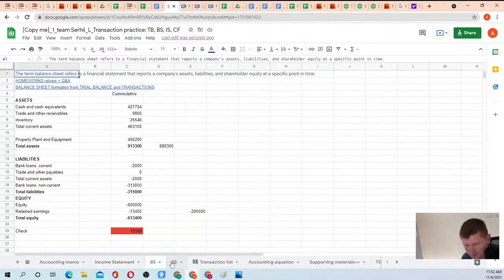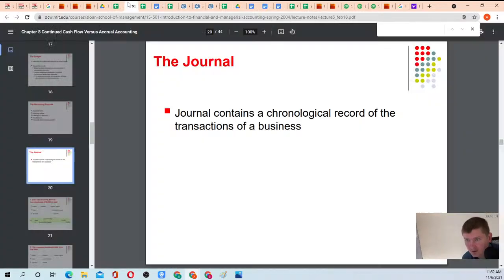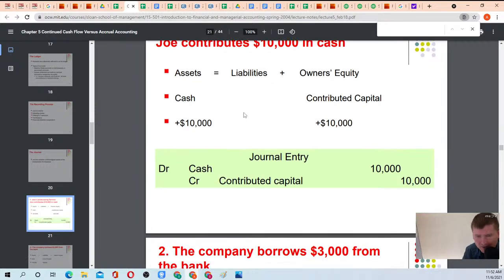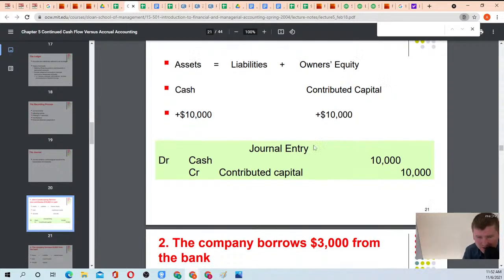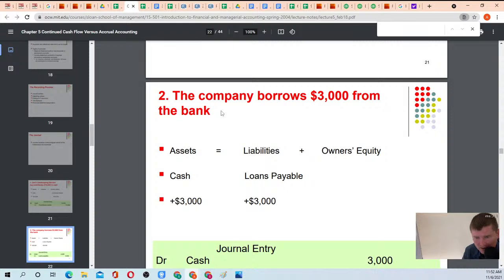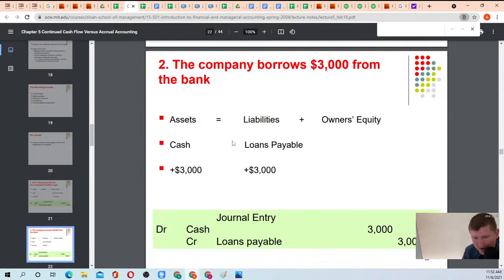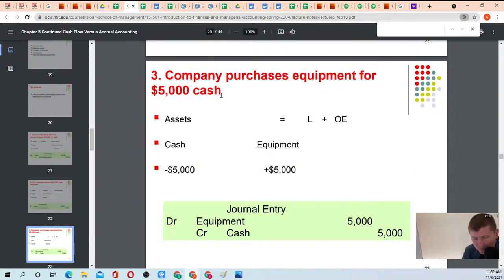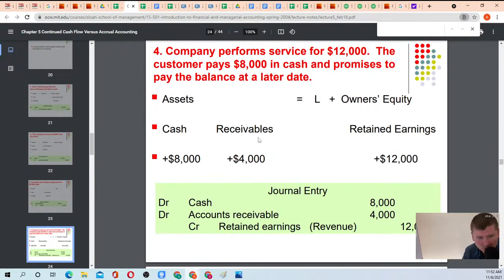Let's go back to lectures. And again, here we have some repetitious transactions. We've already seen that. Contributed capital, cash 10,000, capital 10,000, borrows 3,000 from the bank, debit cash 3,000, credit loans payable 3,000. It's here. Purchase equipment for 5,000 cash, debit equipment, credit cash. We've already done all of these transactions.